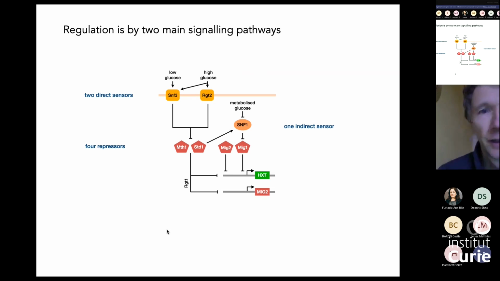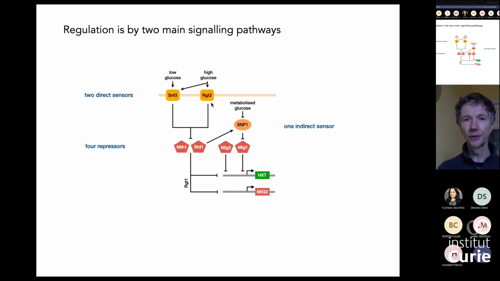So this network has been studied a lot, so I'll just describe how it works. There are two main pathways. The one that has received the most attention is the SNF3 RGT2 pathway. These are two glucose sensors. I mentioned at the beginning that people think they used to be transporters and then lost the ability to transport, but work similarly, so that they flip back and forth between the inside and outside of the cell and reveal the amount of glucose present extracellularly.